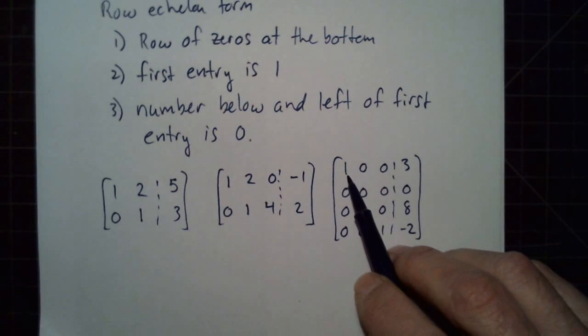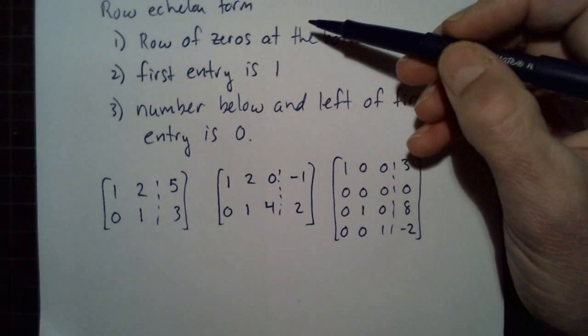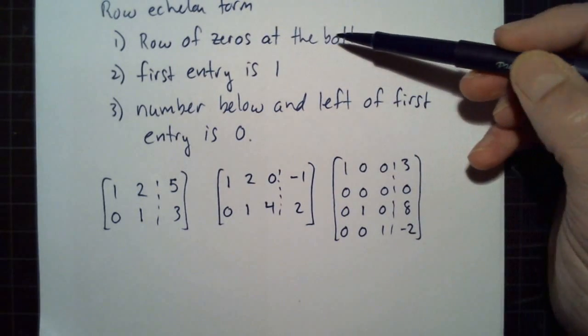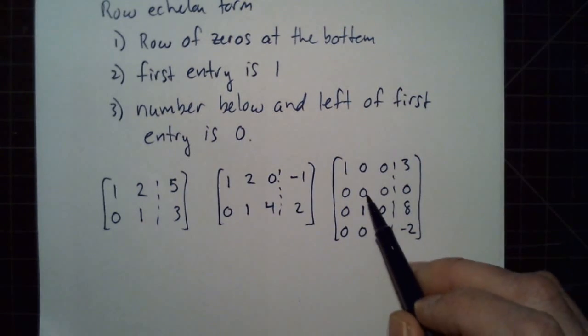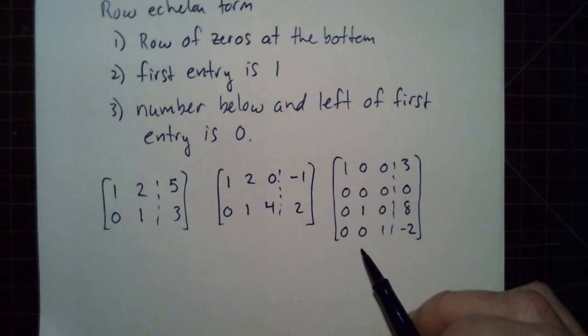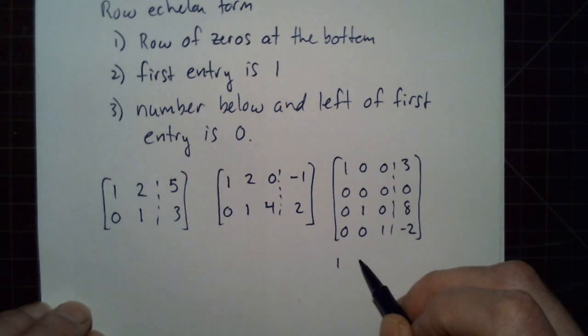Alright, first entry is a 1. That works. But we also have this problem on number 1: the row of zeros is at the bottom. So here we have a row of zeros, so that needs to move to the bottom. And then let's see what we have.